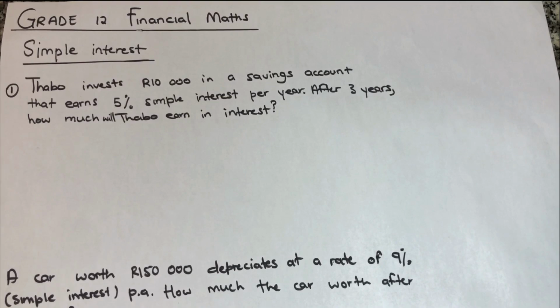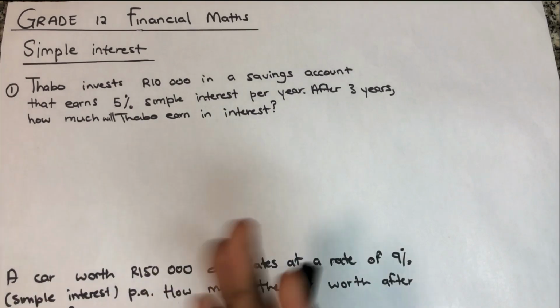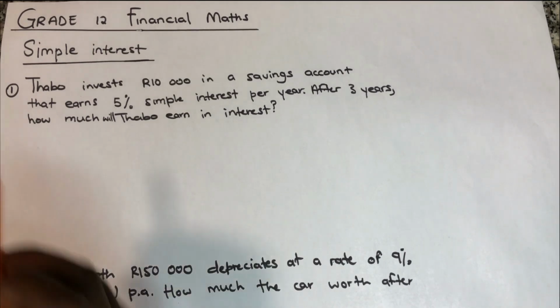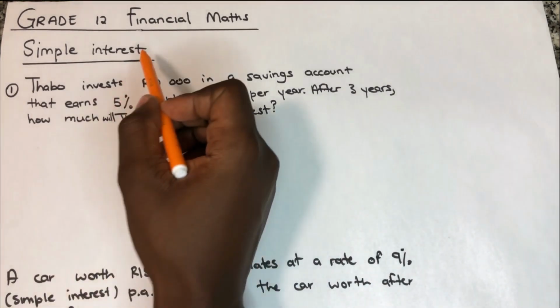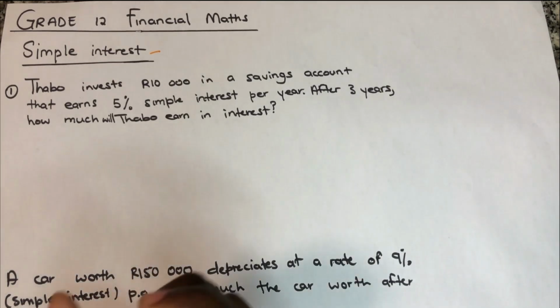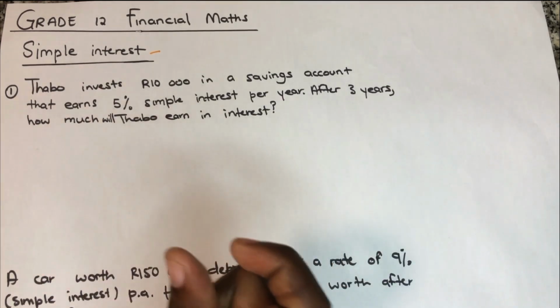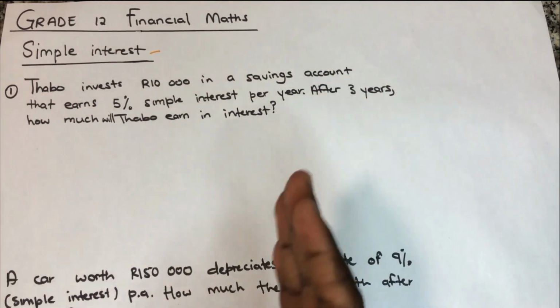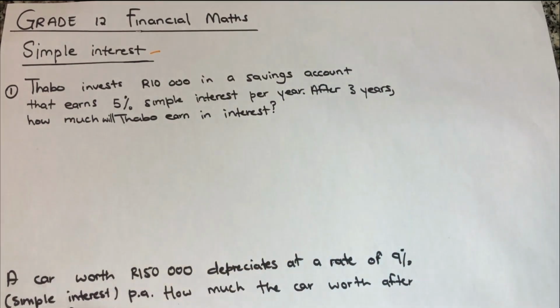We're going to be looking at financial maths today, and fundamentally we're going to be looking at simple interest. Just to remind you from your lower grades, simple interest simply means that you invest money, and then the interest for each period is going to be the same. What do I mean by that?